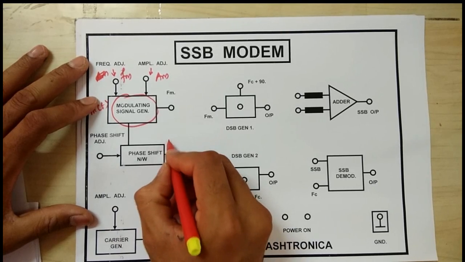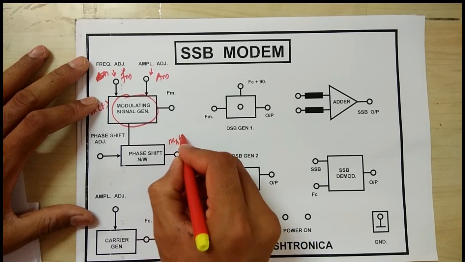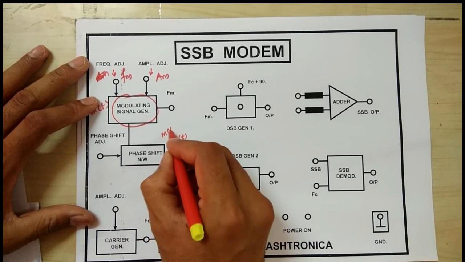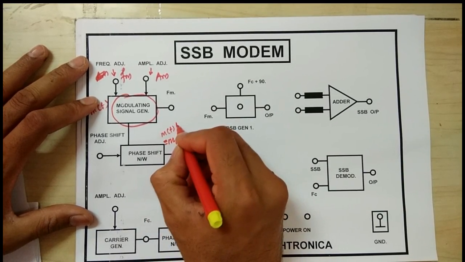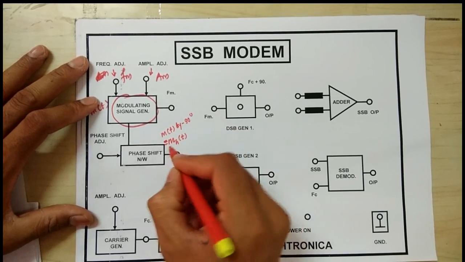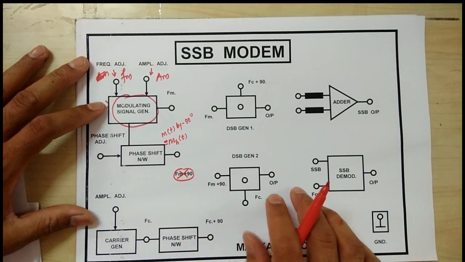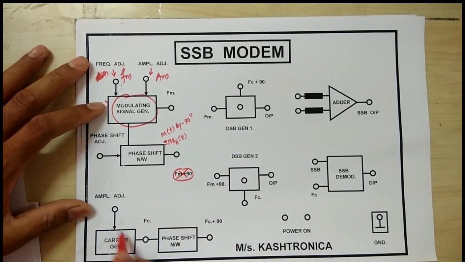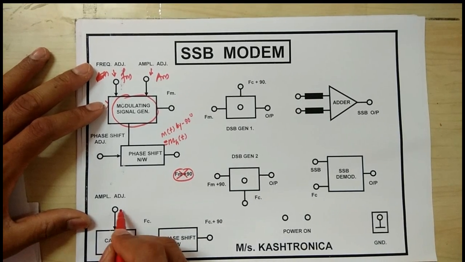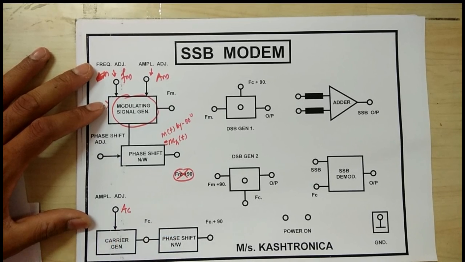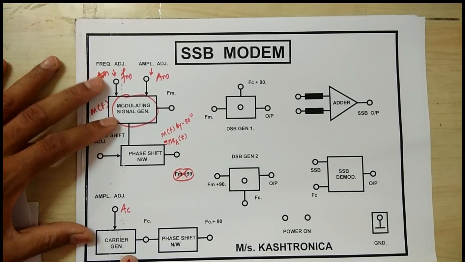So this is M of t shifted by minus 90 degrees, which is nothing but M_H of t in our notation. This is the carrier signal we are going to generate from here. Here you can change the amplitude of the carrier. Frequency is fixed for the kit.